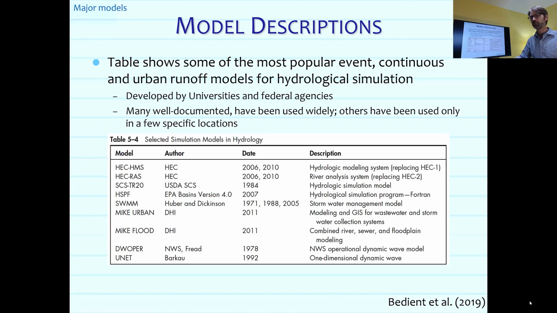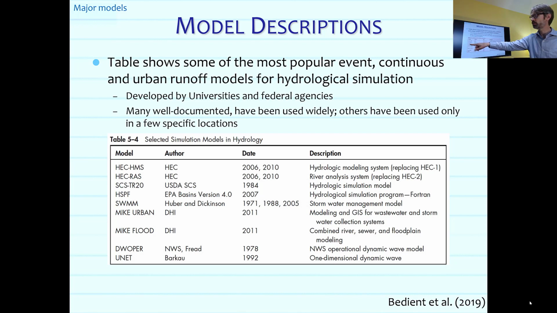Let's talk about some of the different models that are available as well. The table here shows some of the most popular event, continuous, and urban runoff models for hydrological simulation. These are developed by different universities and federal agencies around the world, many of them in the United States. Many of these are well documented and have been used really widely. Others have only been used in a few specific locations. And so the one we'll learn in this course is HEC-HMS. You'd learn HEC-RAS in some of the water resources engineering courses. SCS-TR20 is a bit like HEC-HMS.